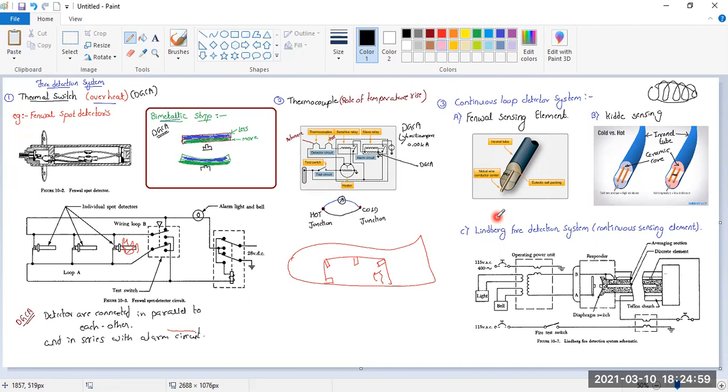Okay, I forgot to tell you, in this Fenwal sensing element, the DGCA question is how many wires are there in the Fenwal sensing element, and how many wires are there in the Kidde sensing element. In the Kidde sensing element, there are two wires. In the Fenwal sensing element, there is one wire. That is a DGCA question, and you can see it in every module 13, module 11, every paper they ask us. In fact, even in module 15, your jet engine paper, the Kidde system is asked. Okay, so we'll stop over here.